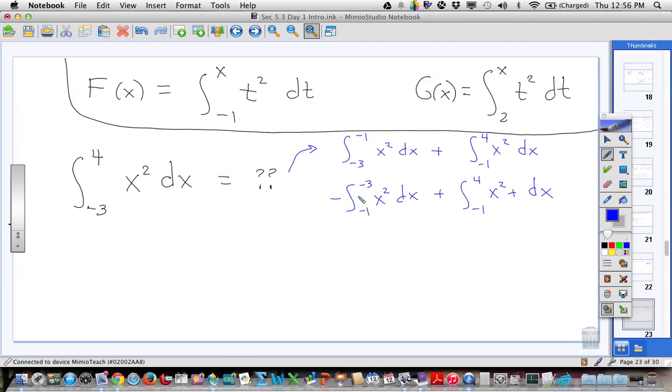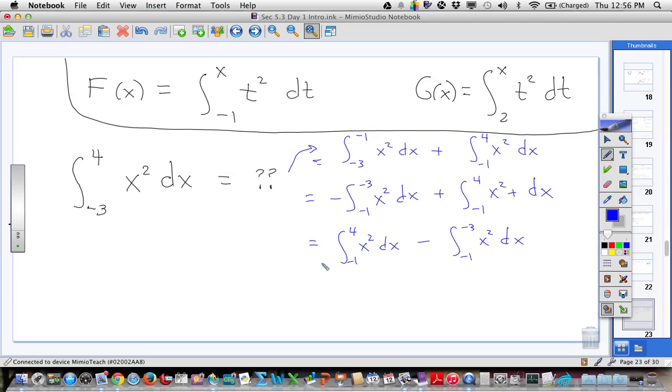So this statement here would be the same, right, as the area I'm looking for? Okay, now, this has a negative on it, this has a positive, so I just prefer to have those flipped around. So let me flip them around here. This would be the integral from -1 to 4 of x squared dx, minus the integral from -1 to -3 of x squared dx. Everybody okay with that so far?